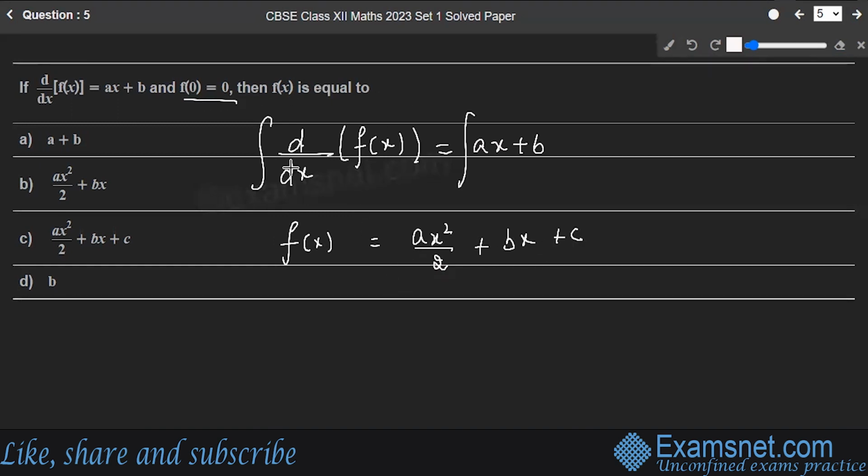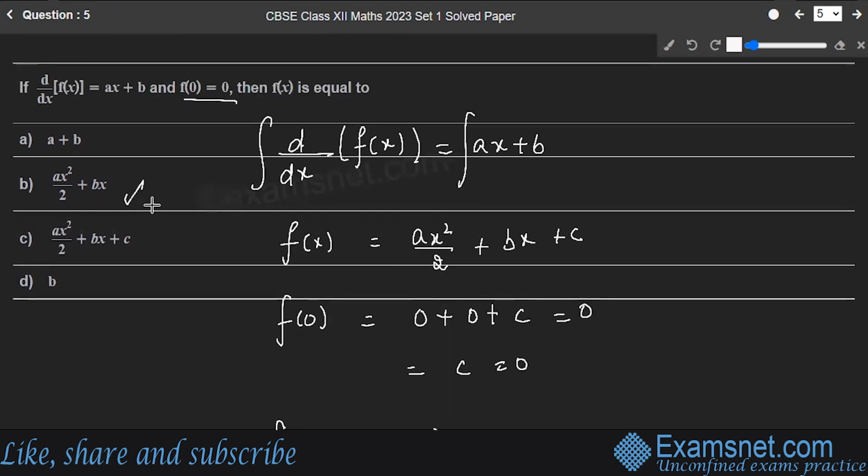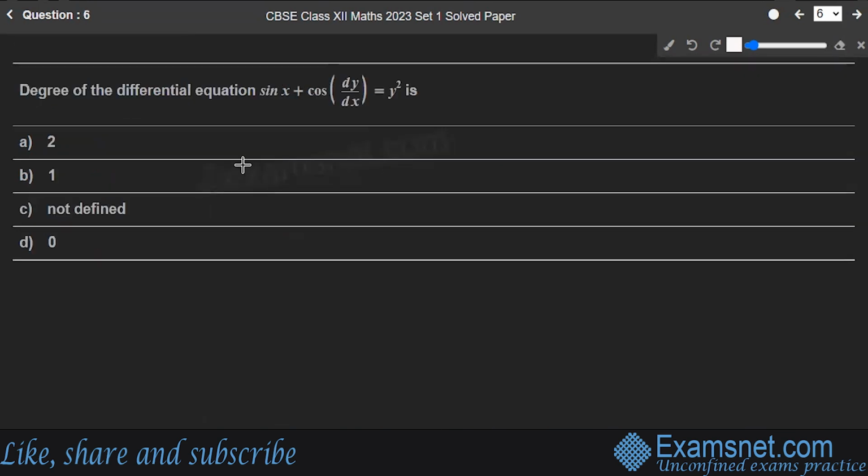Now you know f(0) is equal to 0. This gives you 0 plus 0 plus c is equal to 0. That means c is equal to 0. So what does f(x) become? f(x) is equal to ax squared upon 2 plus bx. That's it. So you have option B as the answer. Hope you got that right. Next is question number 6.